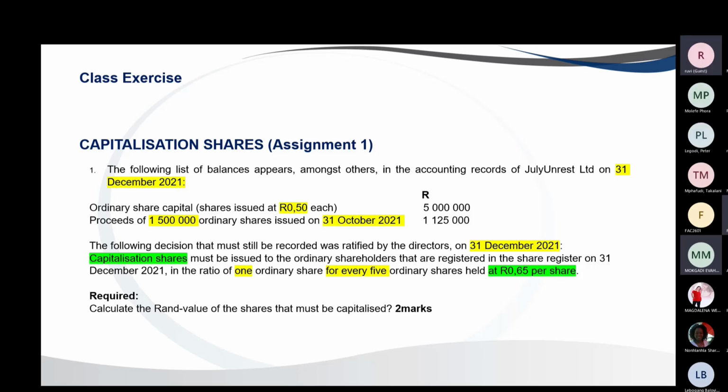Good morning, everyone. What I did was, when I got to 11,500, I multiplied it by 1/5, and I got 2,300,000. From there, I multiplied the 2,300,000 with 0.65, and I got 1,495,000. Thank you, Naledi.